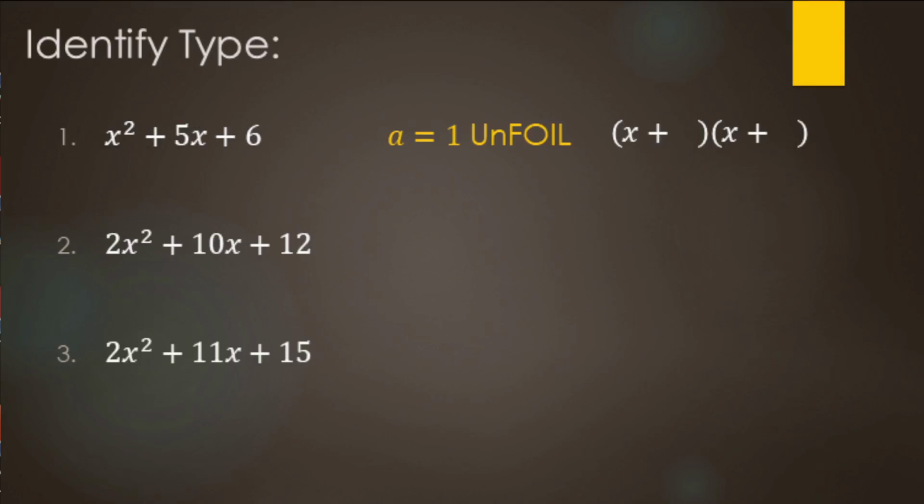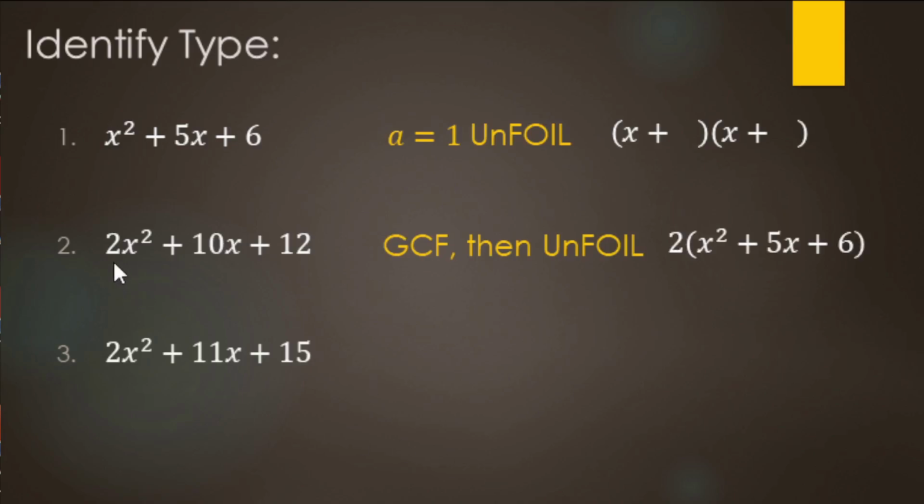For number 2, notice that there is a number in front of the x squared. So this means that a does not equal 1. It equals, in this case, 2. Now also notice that 2 divides into the 10 and the 12. So 2 divides all 3 of these. They have a common factor. So basically what you're going to do is undistribute the 2 from all 3 terms. So divide by 2, divide by 2, divide by 2. So now it looks like this. And then the 2 stays.